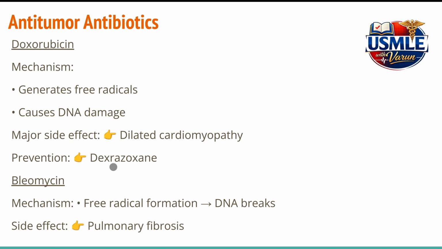Dexrazoxane. Okay. Coming to bleomycin, this also causes DNA damage, but mainly it affects the lungs. The main side effect of bleomycin is pulmonary fibrosis. So we always need to remember organ-specific toxicity. Doxorubicin is concerned with dilated cardiomyopathy, whereas with bleomycin, the side effect is pulmonary fibrosis. In doxorubicin therapy, we need to give dexrazoxane alongside to prevent toxicity. Doxorubicin, dexrazoxane, dilated cardiomyopathy.